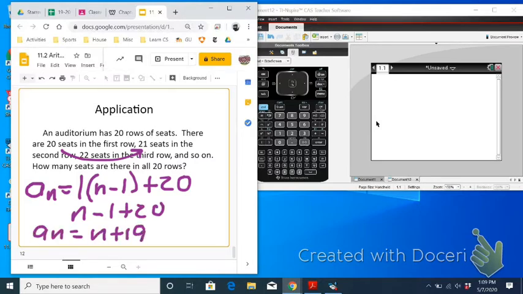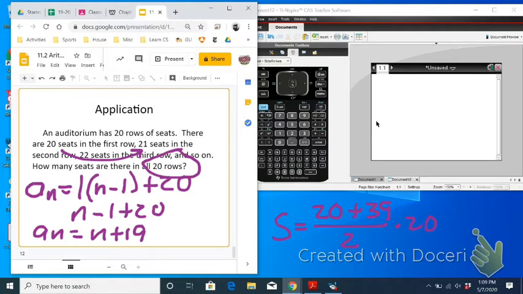Alright, so that makes sense because on the first row there's 20, so you just add the row number to 19 to get the total number of seats. So how many seats are there in all 20 rows? Well, this is an arithmetic sum, so we can use this formula here where we do the first term. So on the first row there's 20. On the last row, since there are 20 rows, that would be 20 plus 19. So 39 seats in the last row. Divide by 2 and multiply it by n.